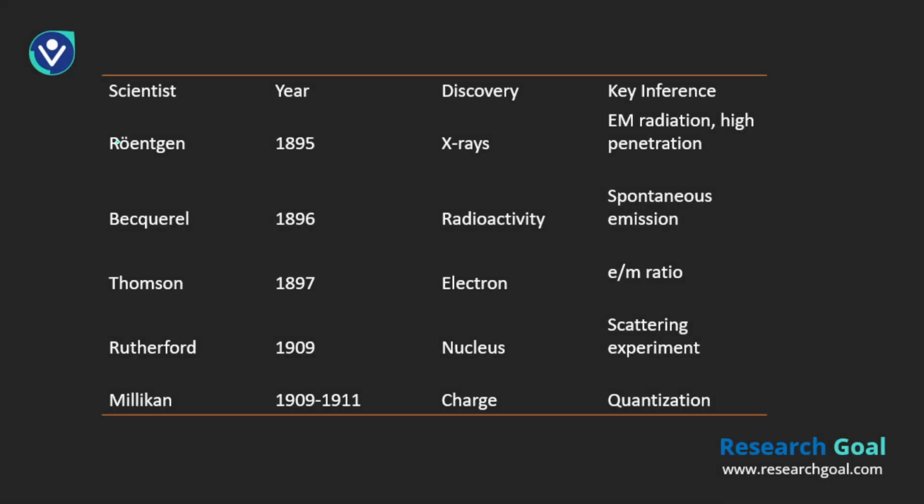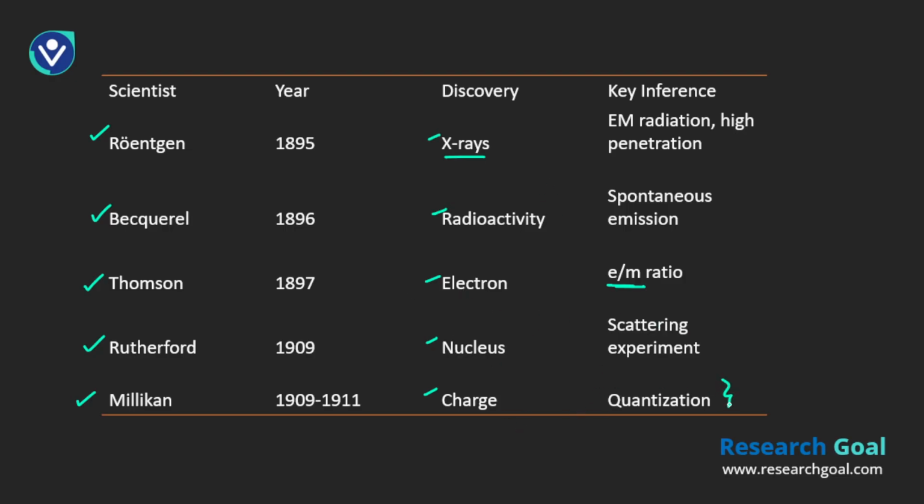I'm not going to spend too much time creating MCQs on these remember-type concepts, so I'll just explain them quickly. Röntgen, 1895, X-rays, with the key reference being EM radiation, high penetration. Becquerel, radioactivity, spontaneous emission, 1896. Then Thomson, 1897, electron, basically the e upon m ratio. Rutherford, 1909, nucleus, and then Millikan, 1909 to 1911, the charge. These are the main fundamental discoveries when it comes to the structure of the atom.